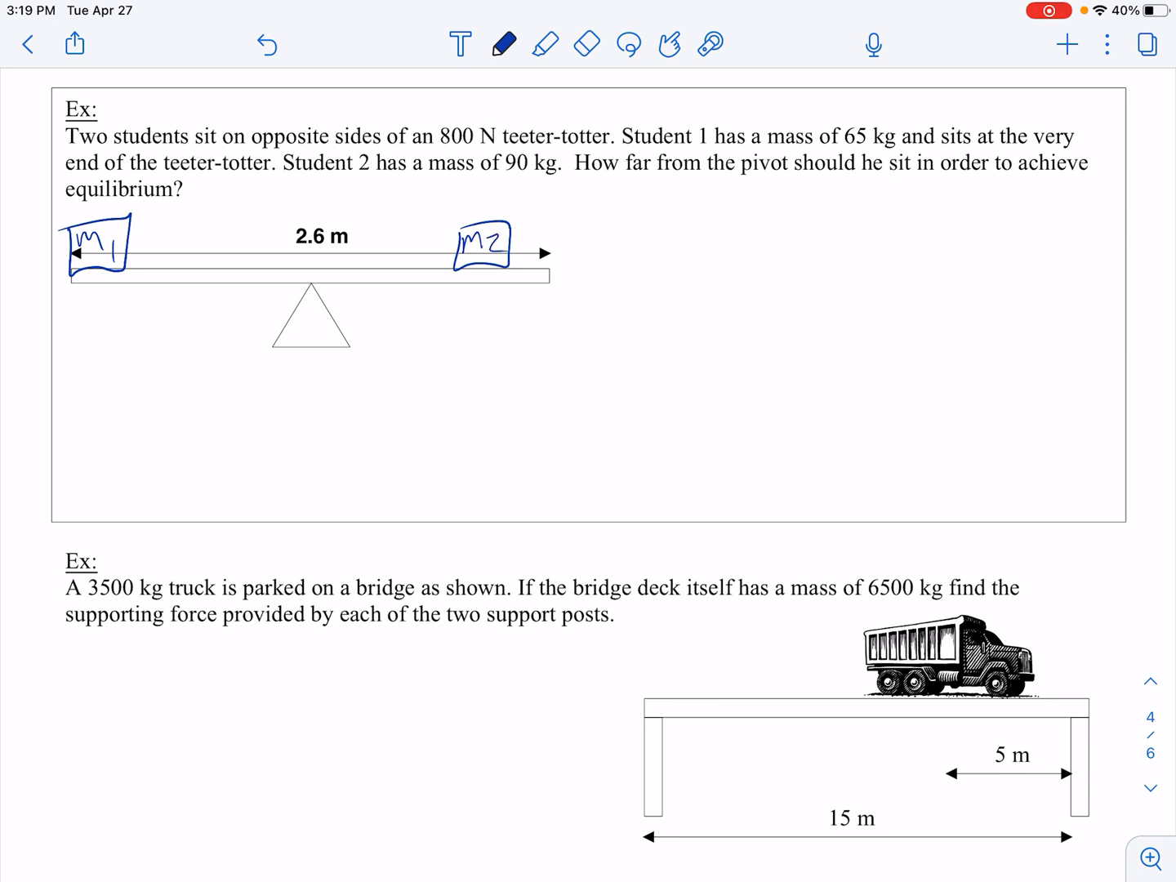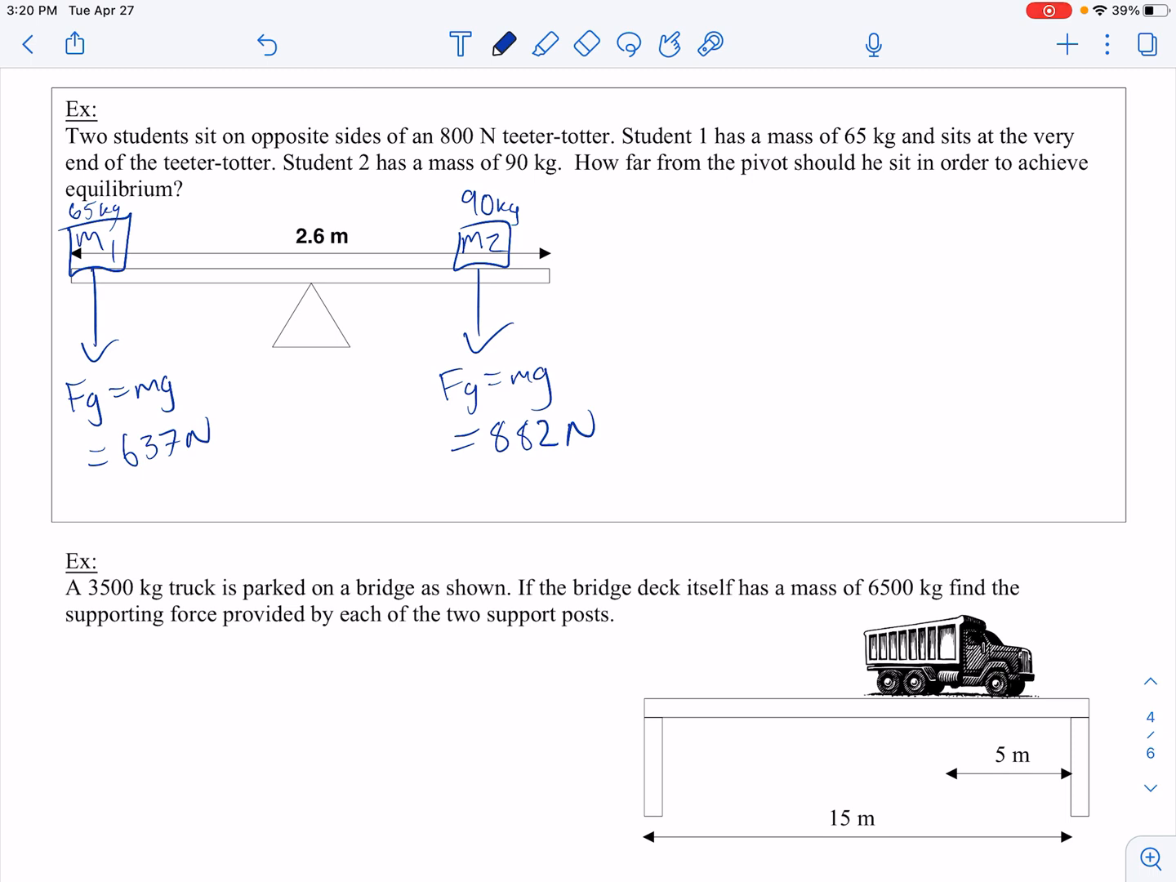So let's figure out a couple of things. We know that Fg is equal to mg. Straight off the bat, we know that student 1 is 65 kilograms and student 2 is 90, so we can figure out their gravitational force. We got 637 for our first kid. Second kid, significantly heavier, 882. Now, if you put both these kids on complete opposite ends of your seesaw, obviously the seesaw is going to rotate, because the heavier kid is going to lift the lighter kid.